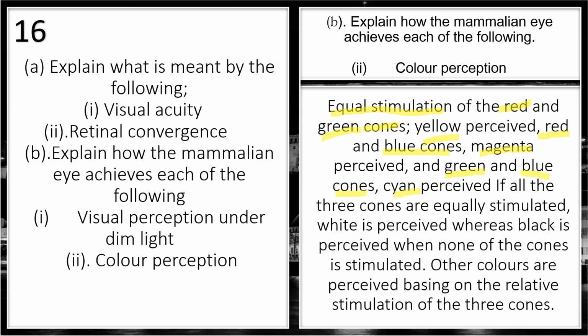cyan is perceived. If all the 3 cones are equally stimulated, then white light or color is perceived, whereas black is perceived when none of the cones is stimulated. Other colors are perceived based on the relative stimulation of the 3 colors.